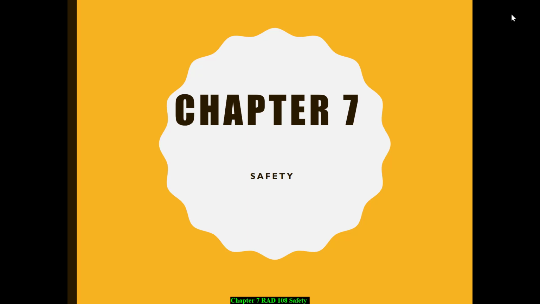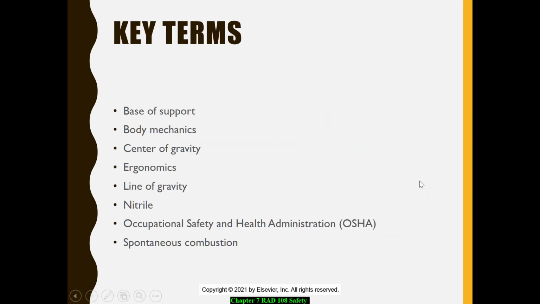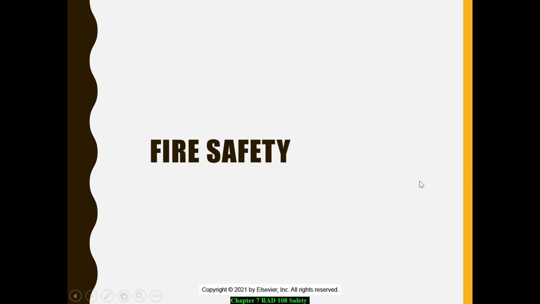So there is a pharmacology course that you will be taking that will tell you about what those drugs are and what are some signs and symptoms that you need to look for in case there is an adverse drug event that takes place. So throughout this chapter, we're going to talk a lot about safety in regards to the patient, in regards to you. So the first thing that we're going to talk about is fire safety.